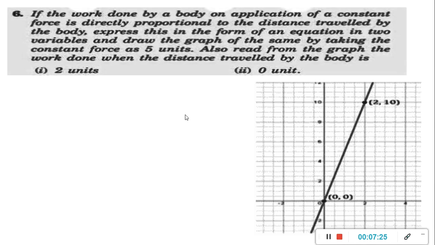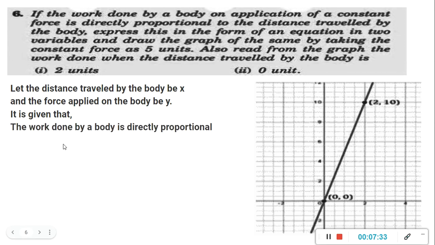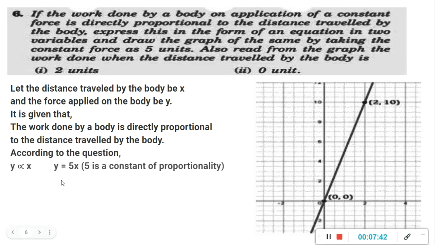Right? Let's see. So here let the distance travelled by the body be x and the force applied on the body be y. And it is given that the work done by a body is directly proportional to the distance travelled by the body. So according to the question, y = 5x. 5 is the constant of proportionality, as given in the question.